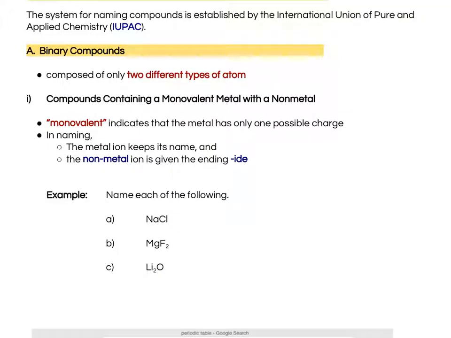All right, and so compounds containing a monovalent metal and a non-metal are the easiest ones to name. The metal ion will keep its name, and then the non-metal simply has its ending changed to IDE. So when I look at this compound right here, NaCl, the first thing I notice is that I have sodium, which is a monovalent metal, and then chlorine. So my naming of this compound is very straightforward. It's very simply sodium, keeping the name of my metal, and then chloride. So notice that it's not chlorine anymore, it's chloride.